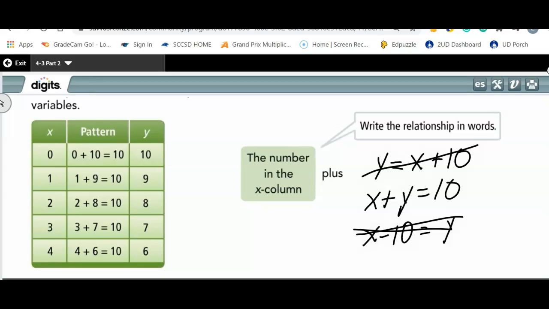Macy. Good. 10 equals Y plus X. X is about the same thing as this. Okay, they're from opposite sides. Brayden. Y minus 10 equals X. Does this work?